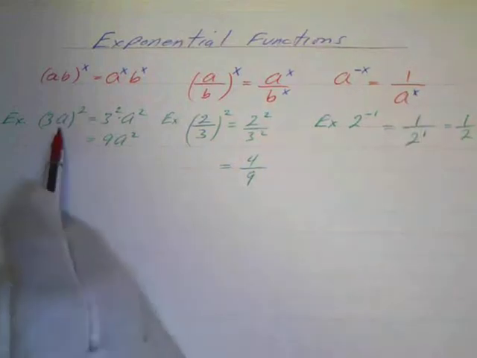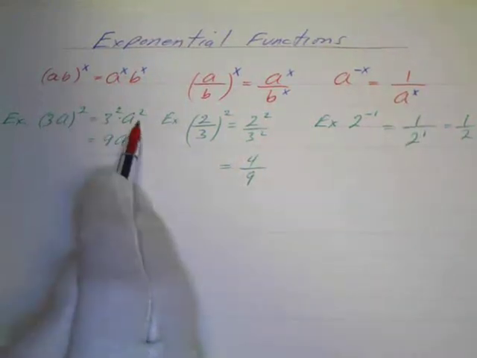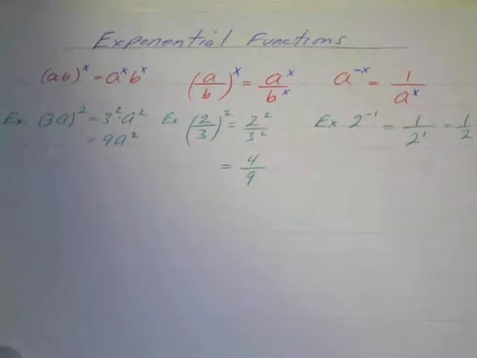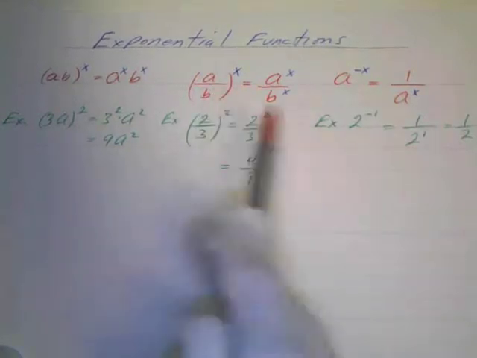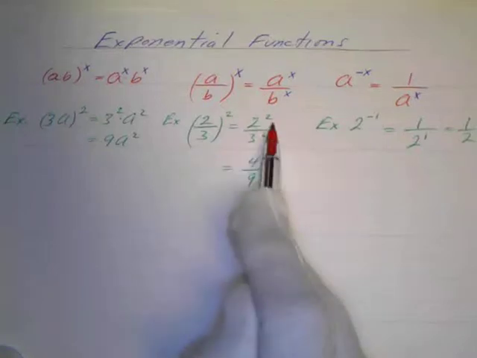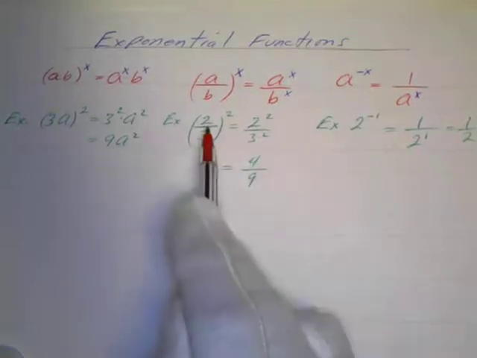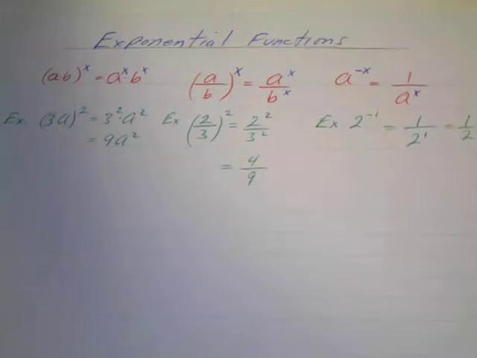And here are some examples. If I have 3 times a squared, that means 3 squared times a squared, and 3 squared is 9. For the quotient property, 2 over 3 squared is the same thing as 2 squared over 3 squared, which is 4 over 9. Or you could think of that as 2 over 3 times 2 over 3, which is 4 over 9.